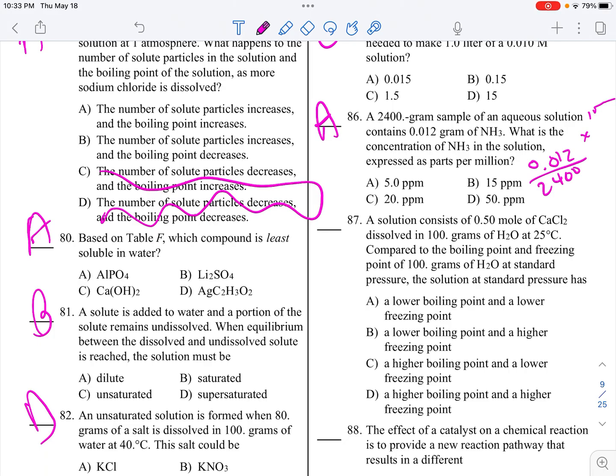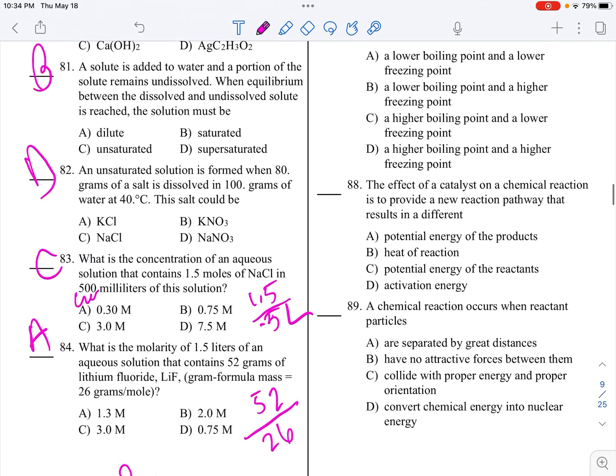When we talk about colligative properties, which are adding a solute to water, you're going to have higher highs and lower lows. So compare the boiling point and freezing point of 100 grams of pure water compared to a solution where you dissolve things. So lower lows would be lower freezing point, but higher highs, higher boiling point. What does a catalyst do? It's a shortcut. It gets you there faster. So it's a different reaction pathway, which gives you a different PE of products? No. Different reactant? No. It's activation energy, less energy.